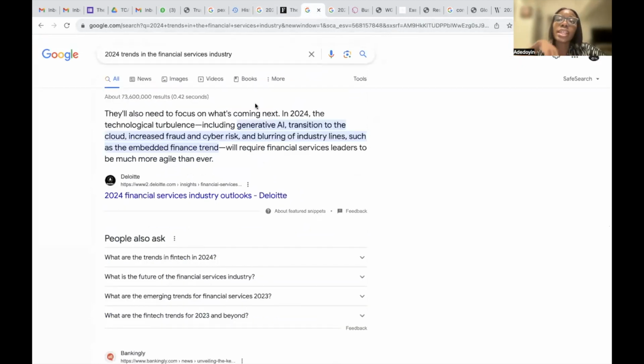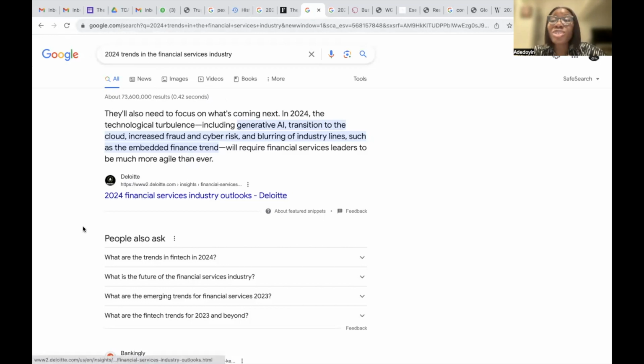Now, if you want to get very, very granular, you can then say 2024 trends in the financial services industry. So if you work in the finance industry, same thing for real estate. Bear in mind that these are global trends. Some of these trends may not be applicable for you if you work in Africa, but more and more we know that the world is becoming smaller. So it's also to think about, okay, this is not directly applicable, but in what ways can it apply?